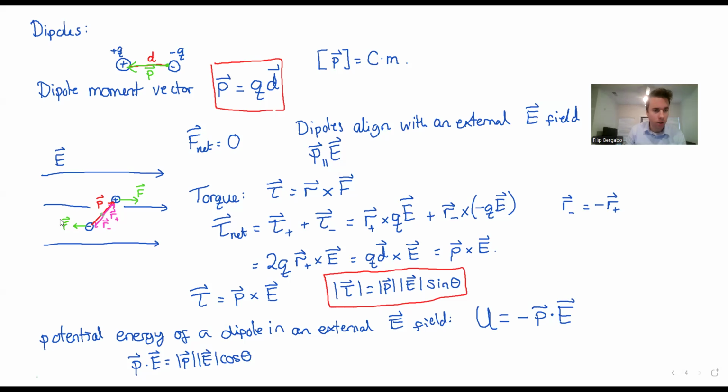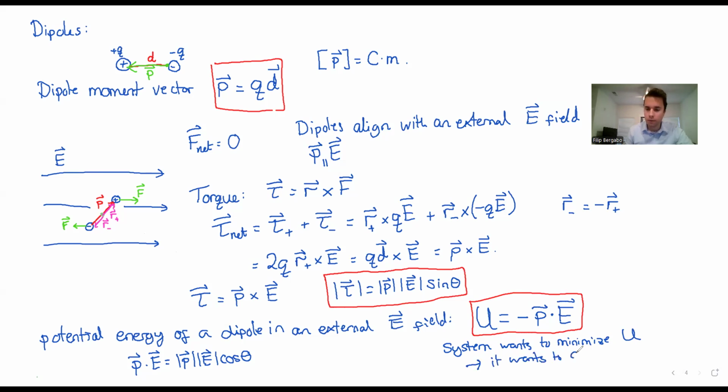So let me box this one as well. This will be useful. And state that what this is saying is that all systems want to minimize their potential energy. So the system wants to minimize the potential energy. And in this case, what that tells you is it wants to align and make p parallel to E, much like we saw before.